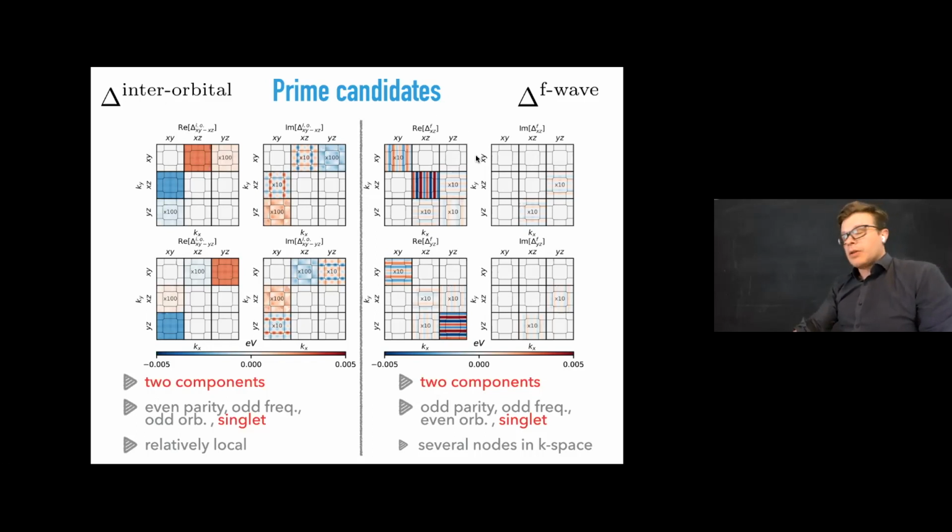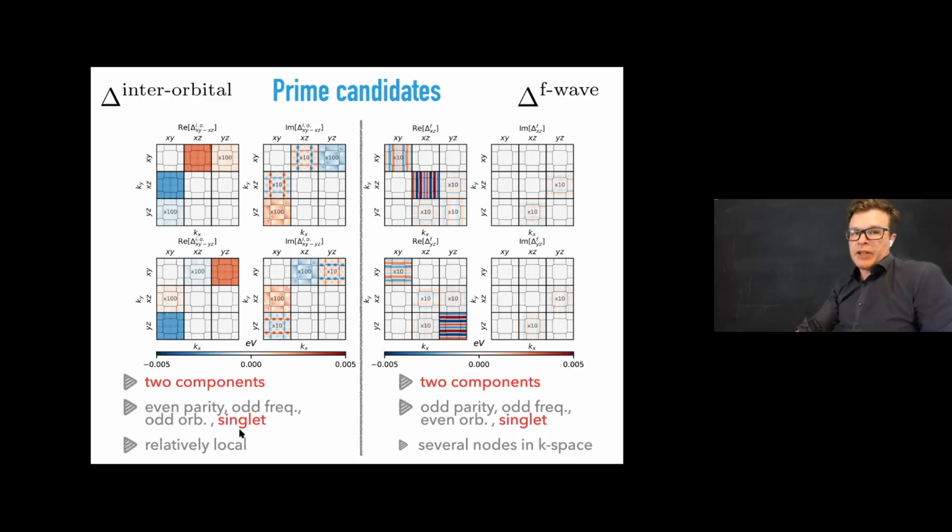The other gap function that we find is actually orbital diagonal. So there are no orbital off-diagonal patches of sizable order. So here we also have, however, a degeneracy due to the fact that this F-wave gap function is either on the xz orbital or on the yz orbital. So in summary, we have two prime candidates, which both have two components.